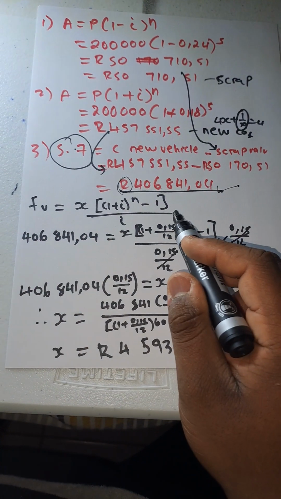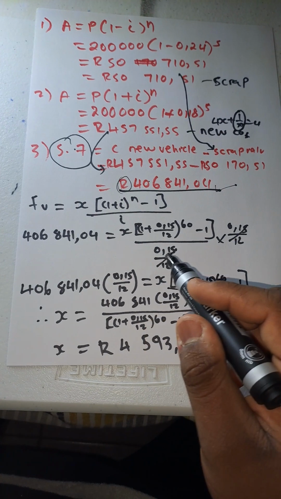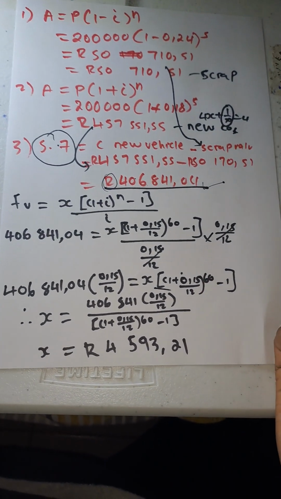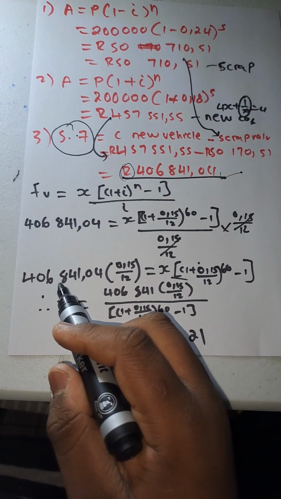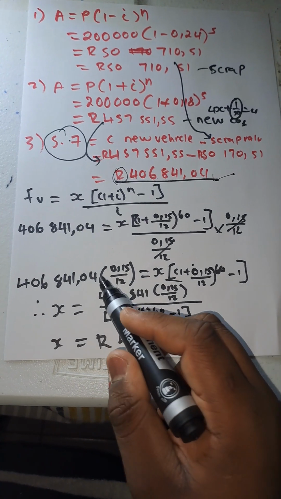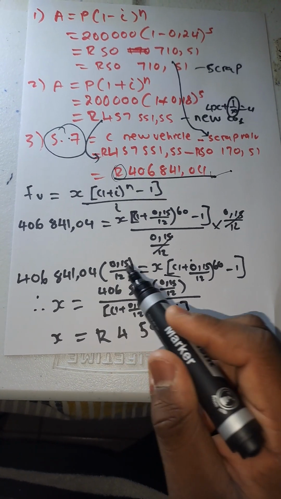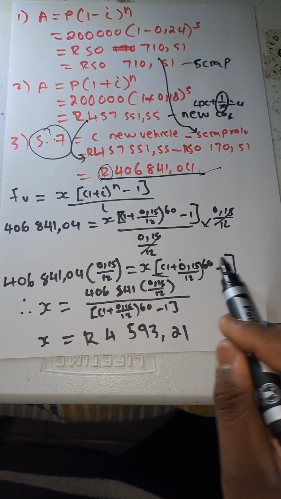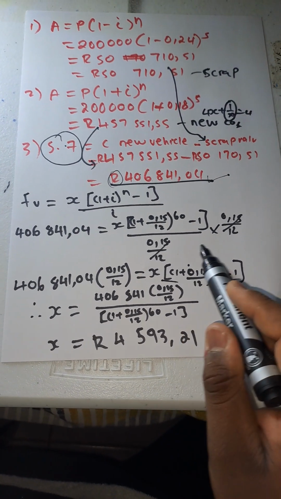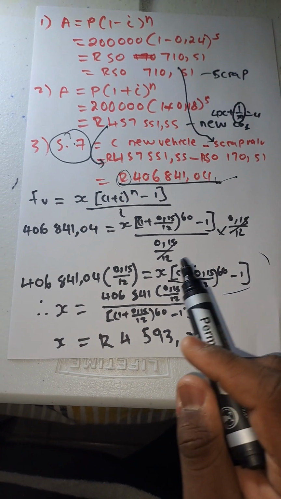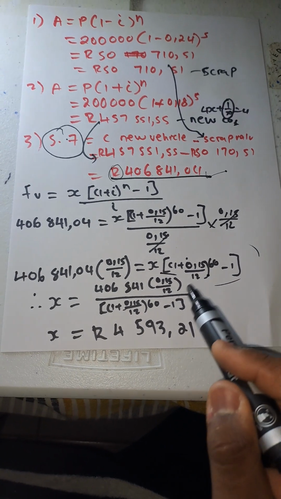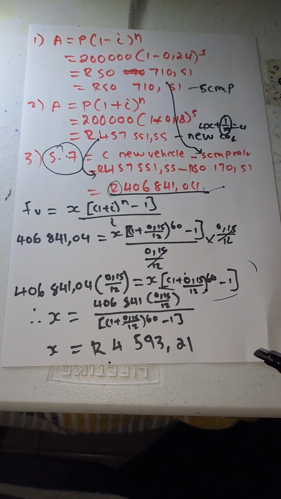Since you have your formula there, the first thing that you do is multiply by the denominator on both sides, as you can see there, to remove the fraction. So I'll have 406,841 and 4 cents multiplied by the 0.15 over 12 equals x and that thing there. Since it is like this, I'm allowed to divide both sides by the whole expression, whereby I will have that amount divided by the whole expression. Then I'll get my amount.